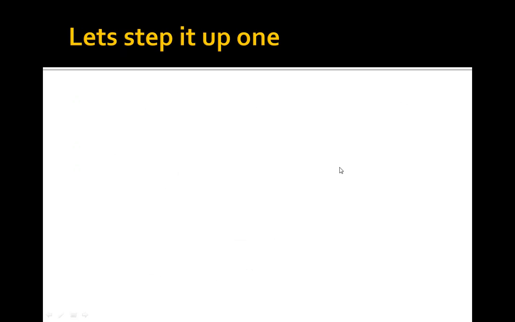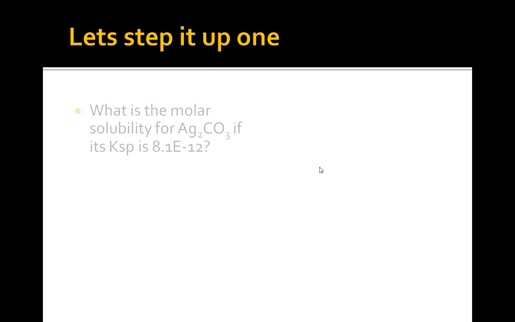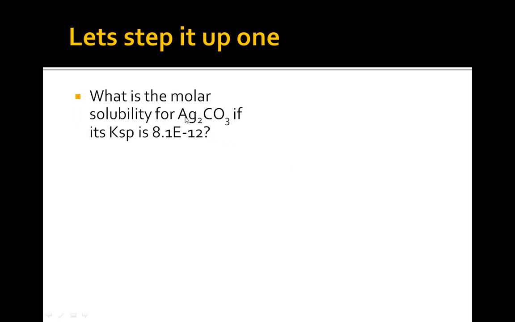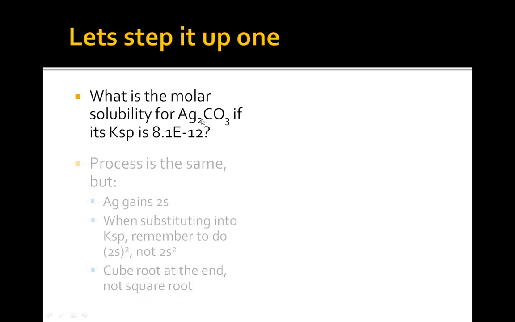So now we're going to step it up a little bit. Instead of 1 to 1, we're going to have an uneven ratio. So what is the molar solubility for silver carbonate if its KSP is 8.1 times 10 to the minus 12? Now the thing you should notice here is that 2 on the silver. Silver's not a polyatomic ion, so that 2 is going to make a difference.